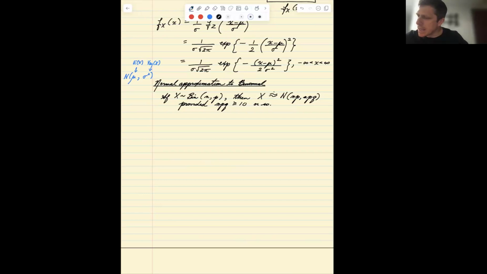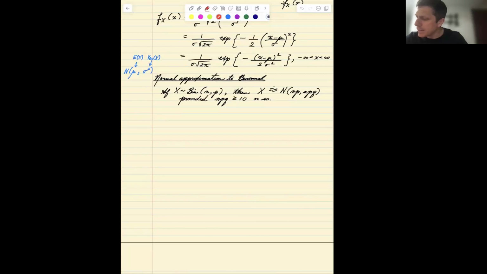And so what we saw in the introduction of the normal approximation to the binomial was if we have a random variable X that is binomial n and p, then as long as np and nq are a reasonable size, X can be approximated by the normal distribution with mean np, which is the expectation of the binomial, and variance npq, which is the variance of the binomial with parameters n and p.